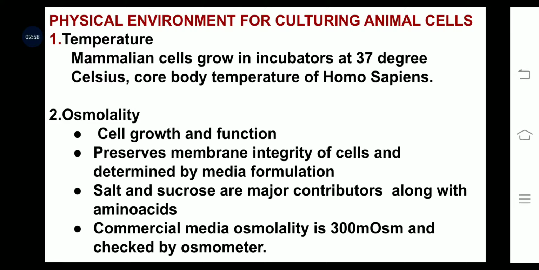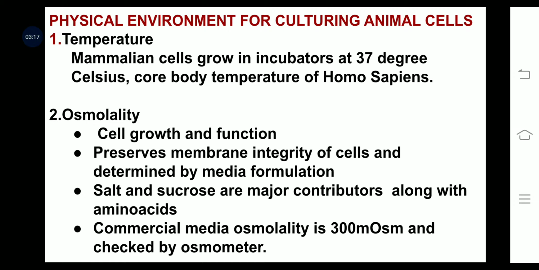Physical environment for culturing the animal cells. First parameter is temperature. Mammalian cells grow in incubators at 37 degrees Celsius, which is the core body temperature of Homo sapiens.